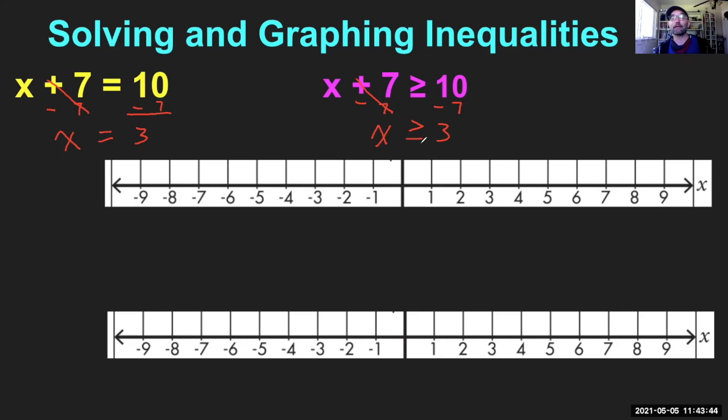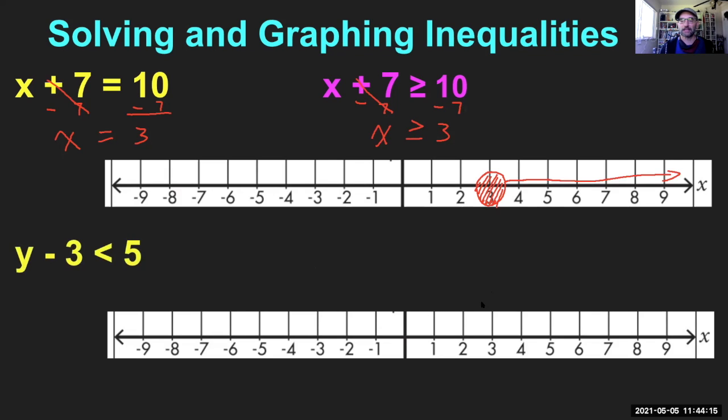Great. Now we have to graph it. This is what we did last time. You were so good at it. We're going to put a big circle around 3. And because it's greater than or equal to 3, we color it in. And our little arrow is showing greater than, which means everything that's bigger than 3. So our arrow is going to go this way, which is the same way this little arrow is going. Got it? Cool. Let's try one more like this.